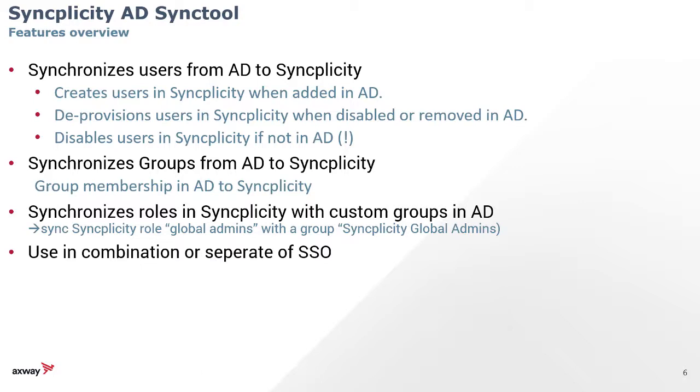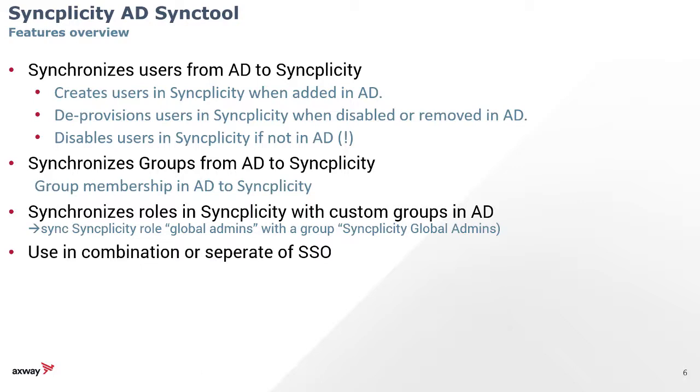So be aware of this behavior. We can synchronize the groups from Active Directory to Syncplicity, which means not only the groups but also the group membership. When a user moves from one group in Active Directory to another, we will replicate that change to Syncplicity. And also very nice is that you can synchronize roles in Syncplicity, like global admins or support administrators. You can synchronize those roles with custom groups that you created for this functionality in Active Directory.